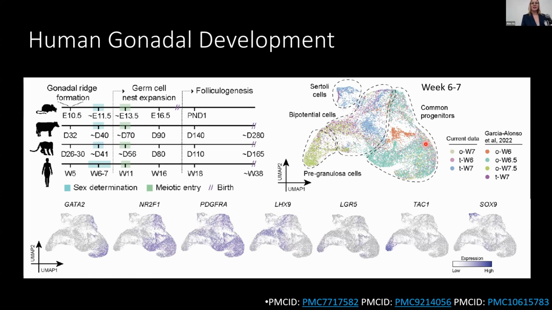So in these computational ways that we were trying to evaluate how these lineages form in the embryo, we predicted that the common progenitors would give rise to bipotential progenitors that express NR2F1, PDGFR alpha, and LHX9, and that these LHX9 positive cells would ultimately give rise to either the sex-determined granulosa cells or the Sertoli cells. So again, this is computational based on mathematics, but not visual.